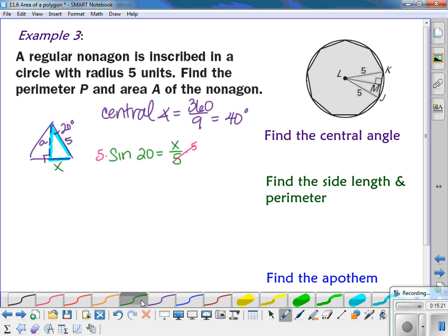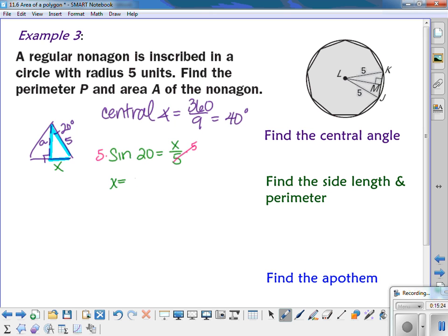And so x is 5 times the sine of 20. And that comes out to approximately 1.71. So to find the length of the side, I need to double that. So that would be 3.42. And then the perimeter, there are 9 sides times a side of 3.42. And so the perimeter would come out to 30.78 units.